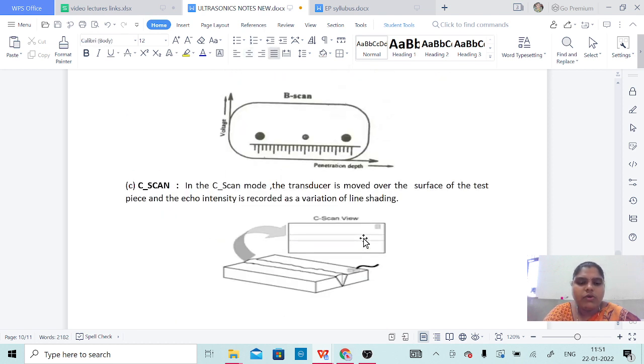In the C scan mode, the transducer is moved over the surface of the test piece and the echo intensity is recorded as a variation of line shape. So here the flaw is detected by the variation of the line according to the echo. So simply, these are the modes of scan and detection of ultrasonics.